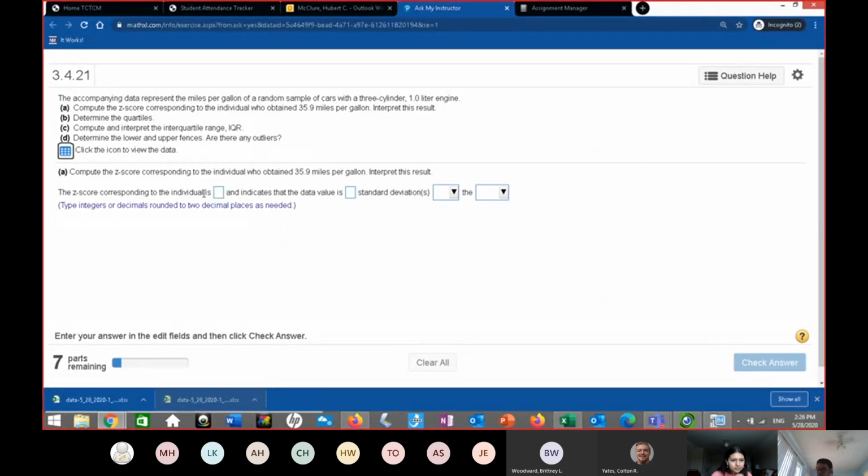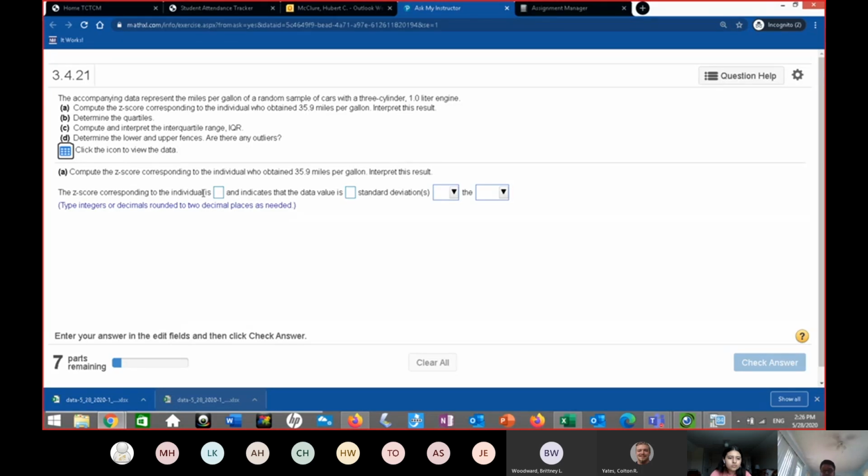Now, the Z-score, and you need to write this down because this is a test question. Z-score is equal to X minus X bar over standard deviation. So that's going to be equal to 35.9 minus 38.9625 divided by 3.4668382.